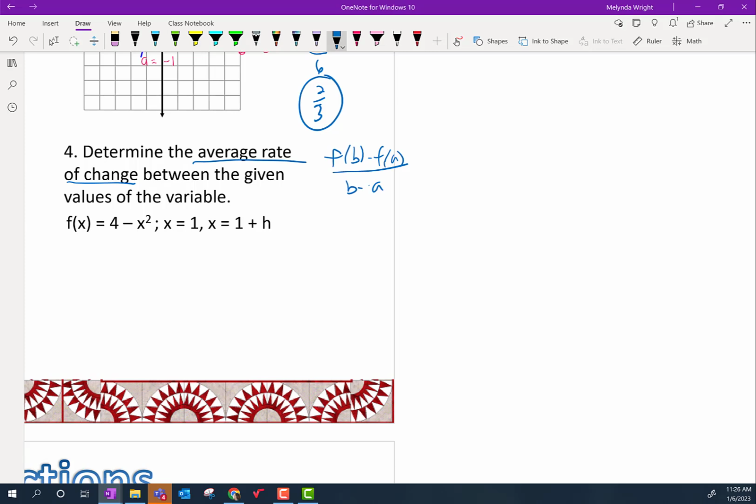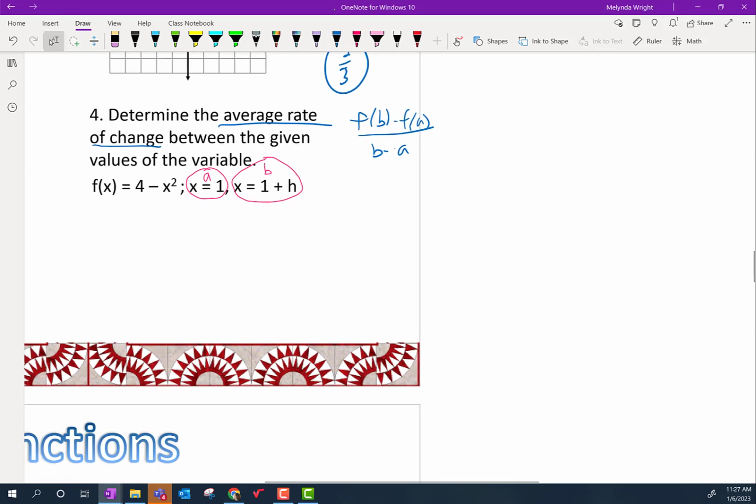Okay, in this scenario, this is A, and this is B. A is always the smaller one, and B is always the bigger one. When it's abstract like that, we're just going with A is 1 and B is 1 plus H. We don't know what H is. So I know what to put in the denominator, but I need to do F of B. So I'm actually going to do that inside the formula. I hope that's okay with you.